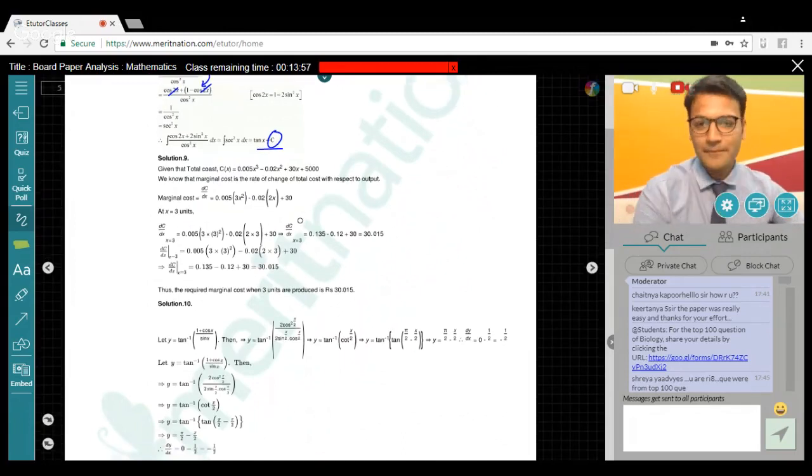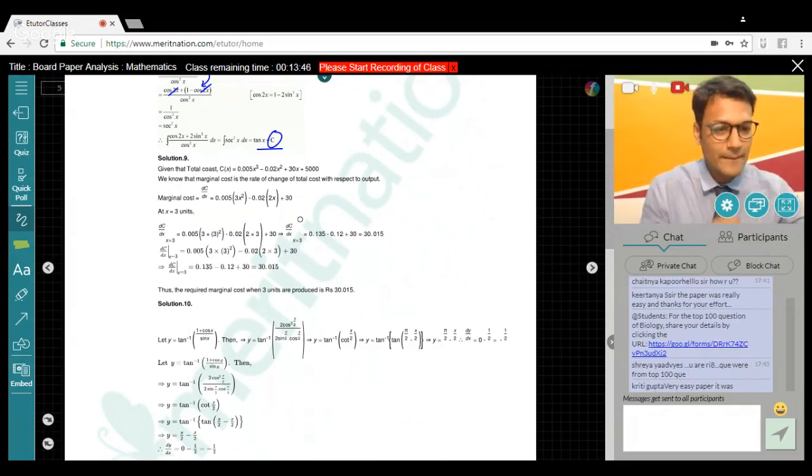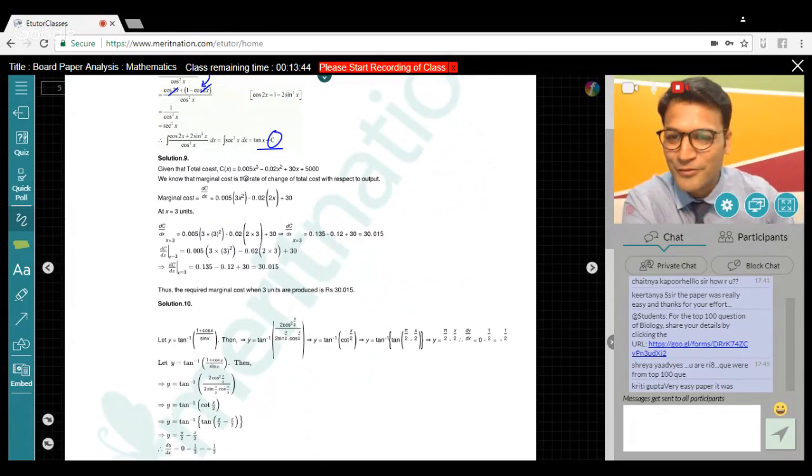Okay, question number 9. Marginal cost is something which most of us might not know, but still it was already defined in the question that marginal cost is the instantaneous rate of change, right? Yes, Kriti, your paper was easy.